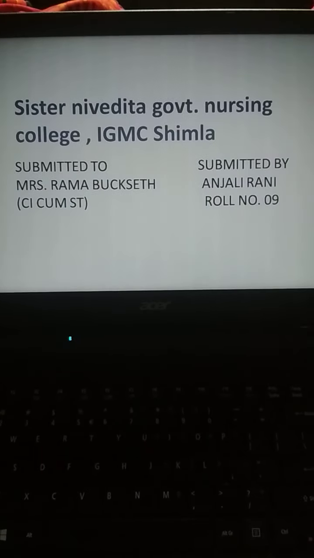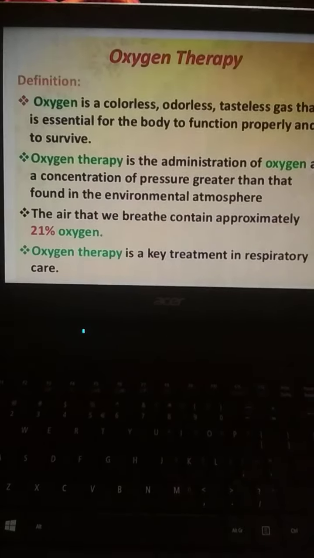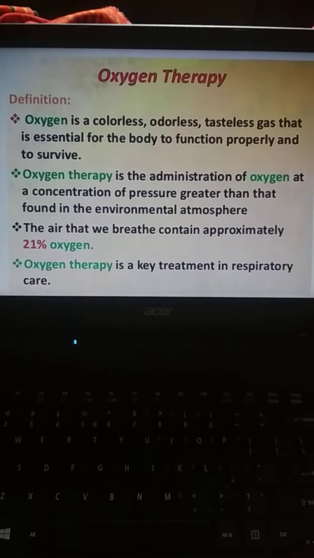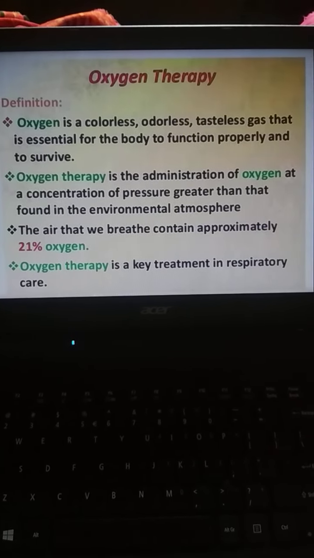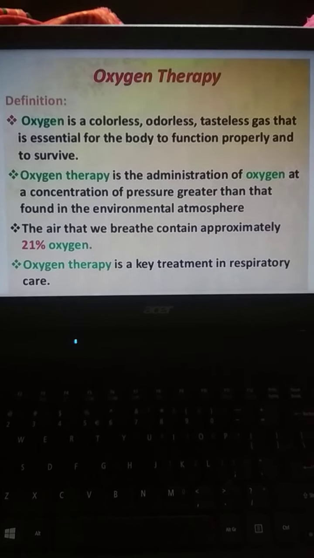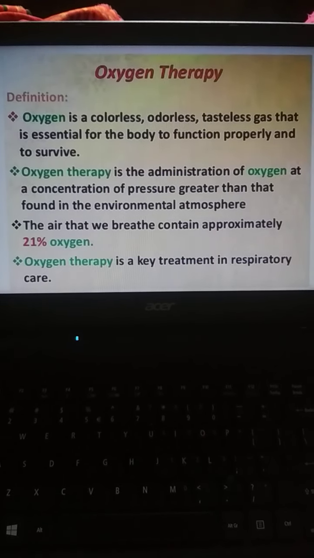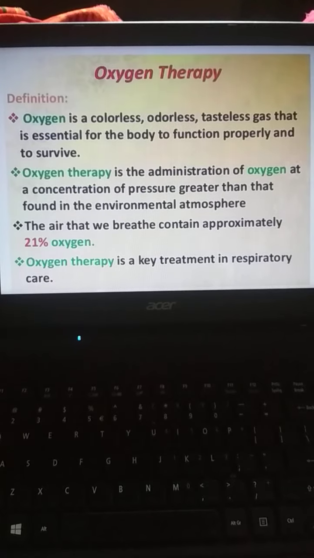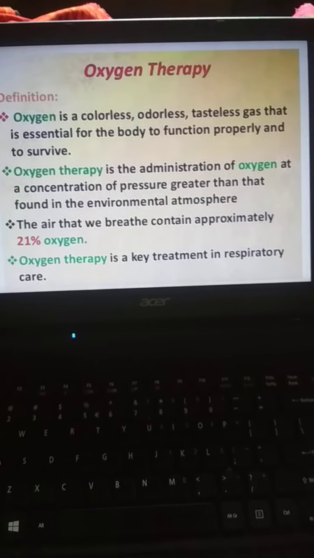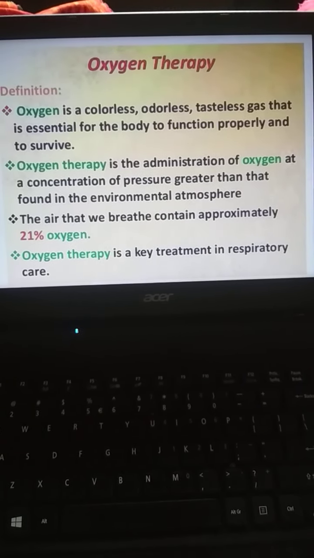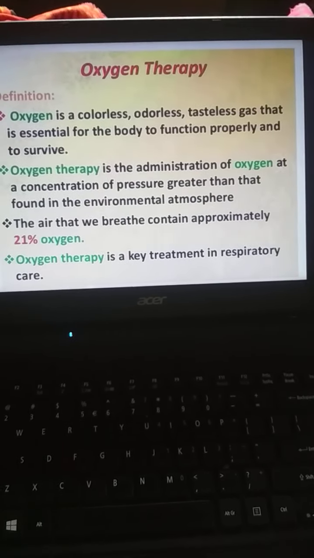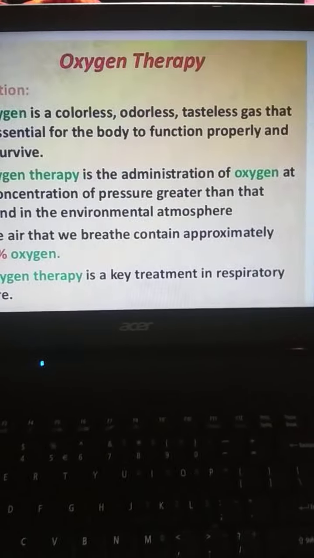So, today my topic of discussion is oxygen administration. Oxygen is a colorless, odorless, tasteless gas that is essential for the body to function properly and to survive. Oxygen therapy is the administration of oxygen at a concentration or pressure greater than that found in the environmental atmosphere. The air that we breathe contains approximately 21% of oxygen. Oxygen therapy is a key treatment in respiratory care.